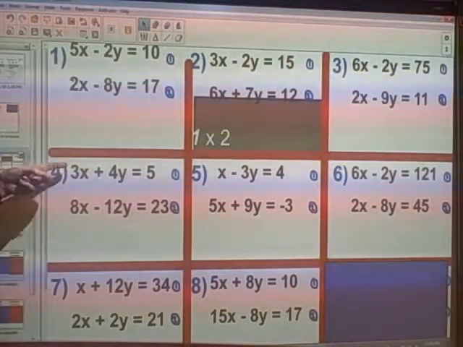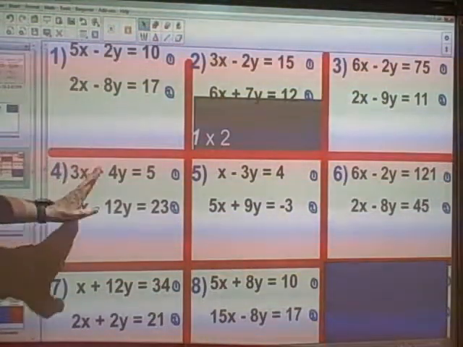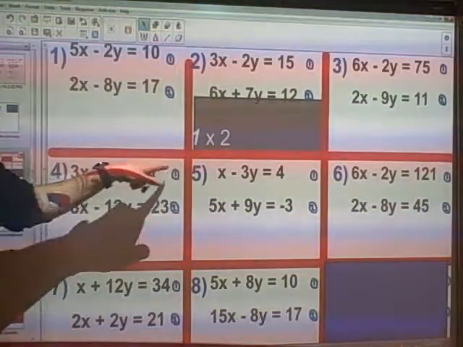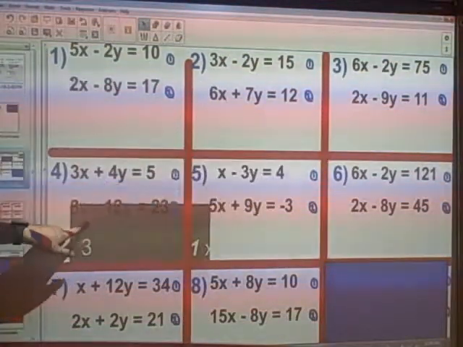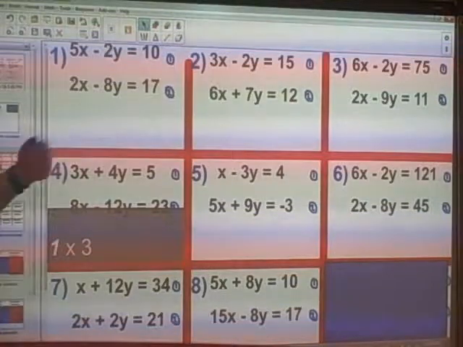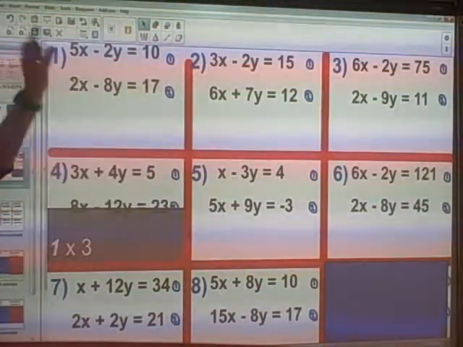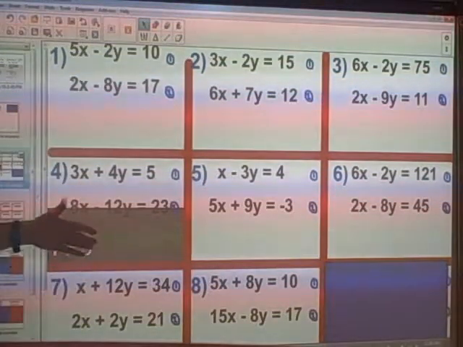Now for this one for the x's, that doesn't seem to work very nicely. I'm ignoring the signs, so 4 and 12. 4 times 3 is 12. So if I was to times everything on that top equation by 3, then that should actually give me a true statement. So 9x plus 12y equals 15, and then go ahead and solve as before.